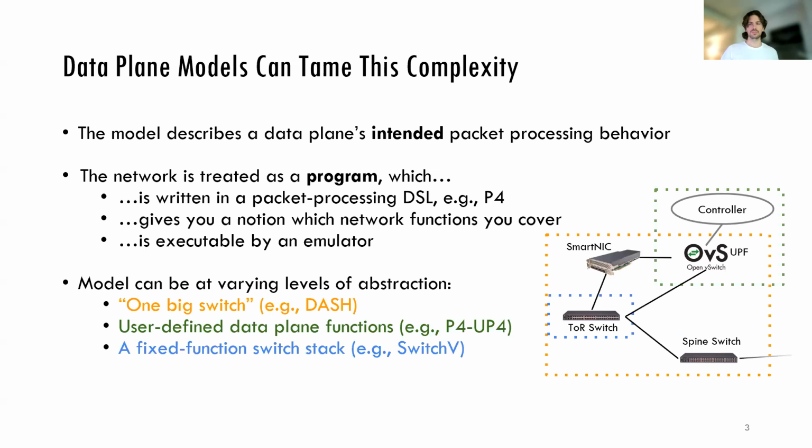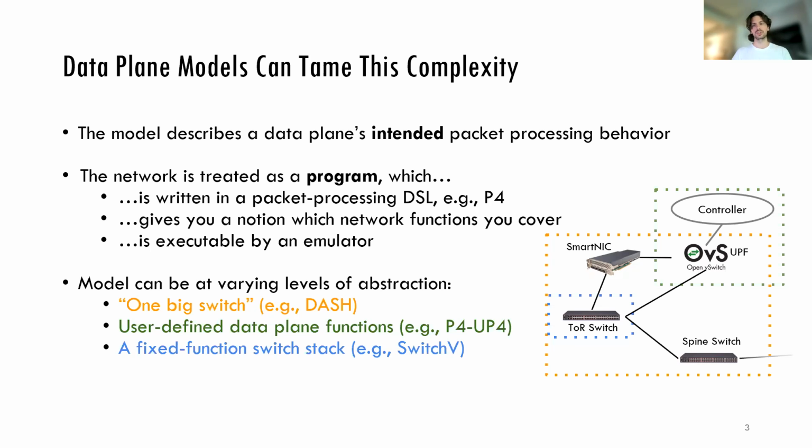To gain control over this complexity and to understand what software pieces to actually deploy, we are starting to describe the functionality of our network data plane in the form of an abstract model. These models describe the functional intent of the data plane. More specifically, the input-output packet behavior expected from the data plane functions we want to deploy. The models are programs written in a packet processing DSL, such as P4. In a program, you describe the network functions you want to test, for example, packet encapsulation or access control.